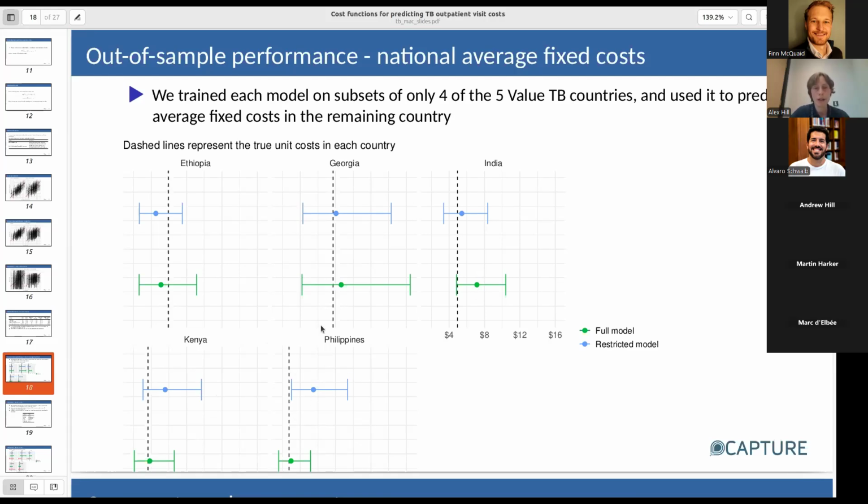Obviously, the absolute errors here are also pretty small. If you look at the scale, much smaller than for single sites. But yeah, the Philippines hasn't quite got the true value in its predictive interval.